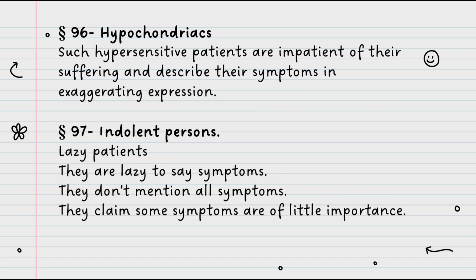Aphorism 96 and 97, you should keep in mind. 96 is hypochondriacs and 97 is indolent persons, both opposites, extremes. 96 is hypochondriacs. Such hypersensitive patients are impatient of their suffering and describe their symptoms in exaggerated expression. He will have just a small pinpoint wound, but he will say, oh, it's so bleeding, it's so painful, I cannot sleep, it's so sore. He will be exaggerating the symptom. So when you see such patients, you should keep in mind, oh, he's a hypochondriac. 95% there will be nothing, only 5% will be the real ailment. So you should keep that in mind.